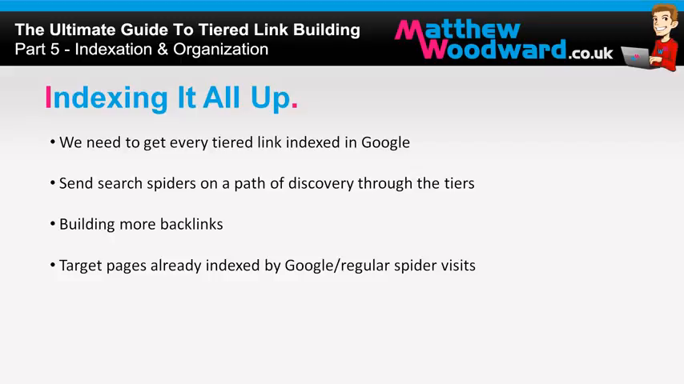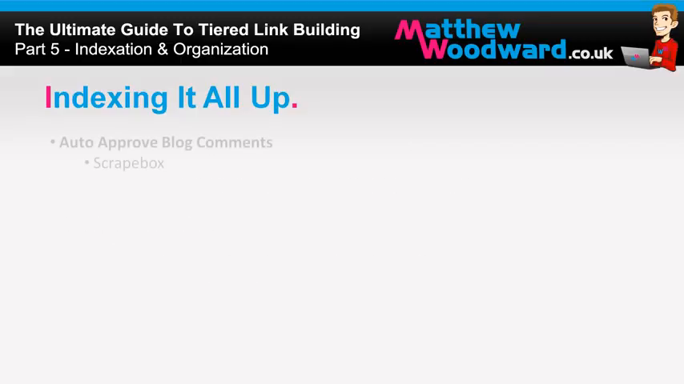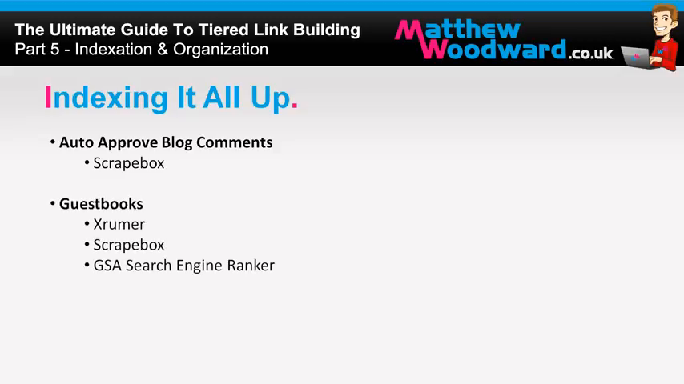So there's two ways that we can do this. One is to use auto-approve blog comments, and we can use software like Scrapebox to achieve that quite easily. And the second one is guestbook submissions. Personally, I use XRumer to do these just because it's much faster. But I appreciate that not everyone's going to be able to afford the costs of XRumer nor the server that you'll need to run it on. So I'm going to show you how to do it with the Scrapebox Learning Mode poster and also GSA Search Engine Ranker. So you've got two ways to go about doing the guestbook submissions.